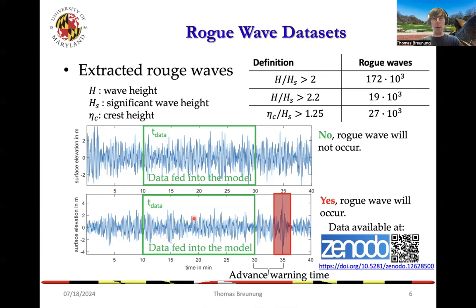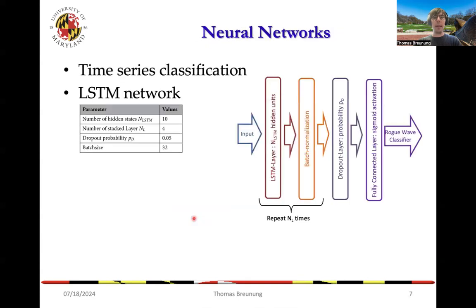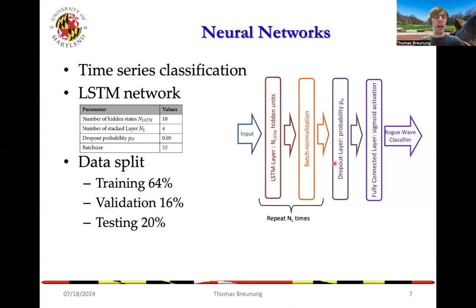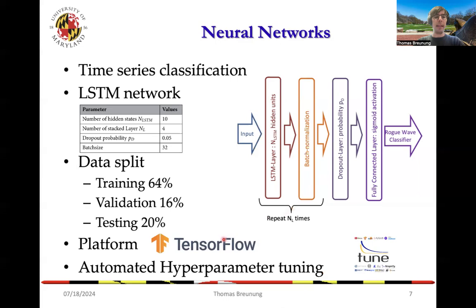And to tackle this problem, we utilized neural networks with LSTM cells. We use a deep neural network with a number of LSTM cells, and also a dropout layer to avoid overfitting. The whole network is implemented in TensorFlow, and we utilize the automated hyperparameter tuning algorithm RayTune. You can find all these networks also online, so you can recapitulate all the training we did in this work.